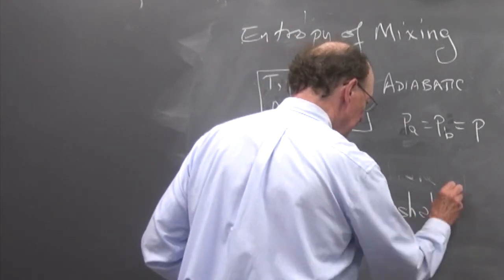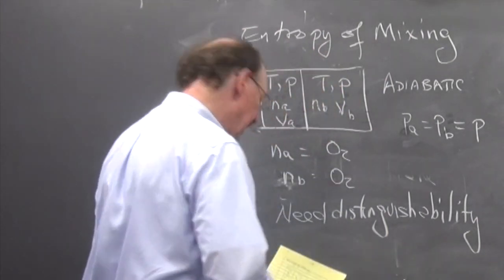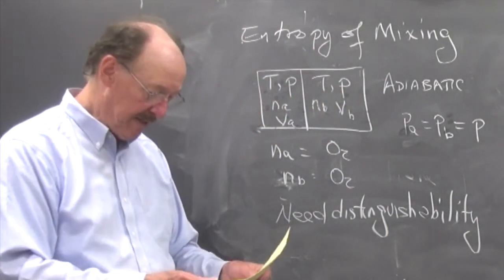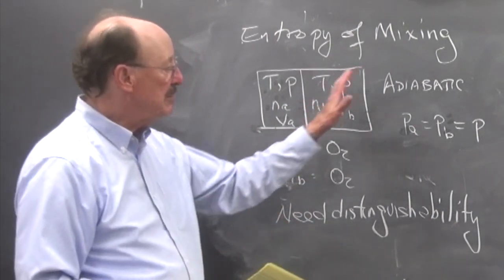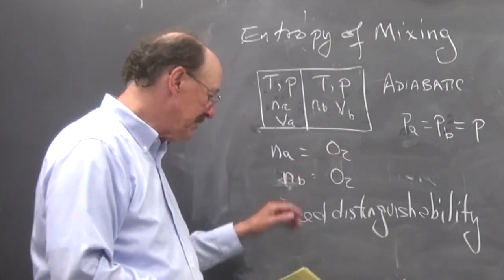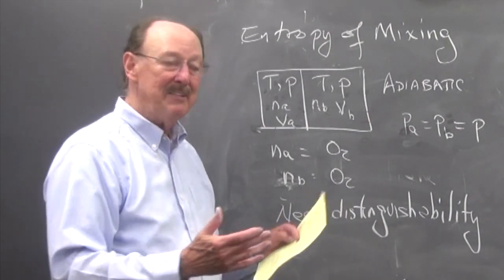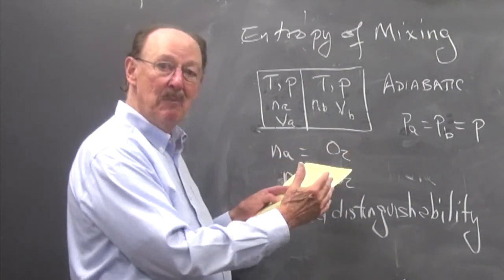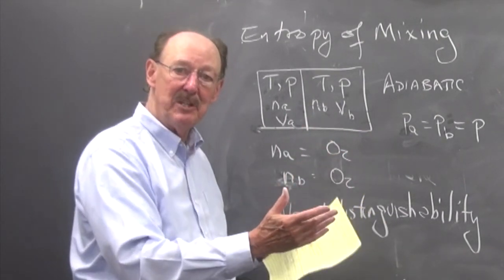Distinguishability. If I don't have distinguishability, then I won't have an entropy of mixing. So it's a special case, but it's interesting when we think about entropy as a measure of disorder. We can see that it has that, but if I can't distinguish the disorder, I can't calculate the change of entropy.